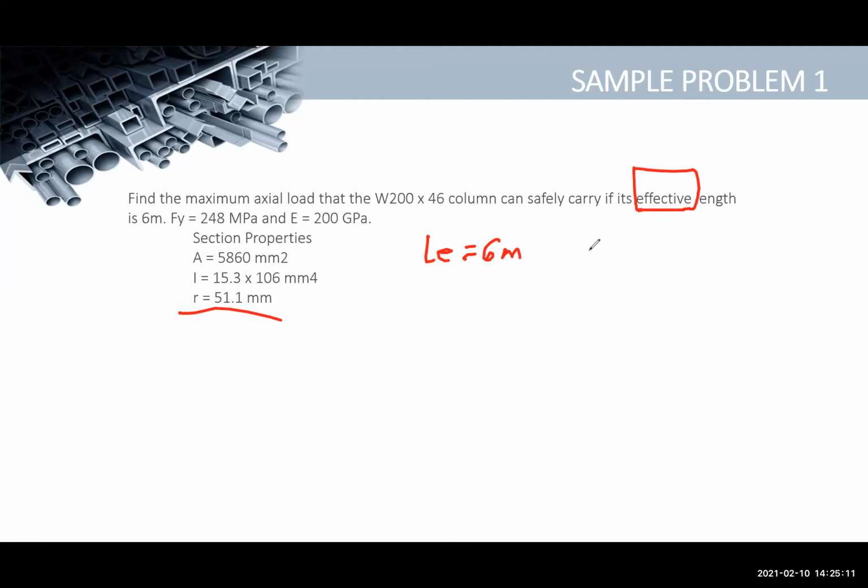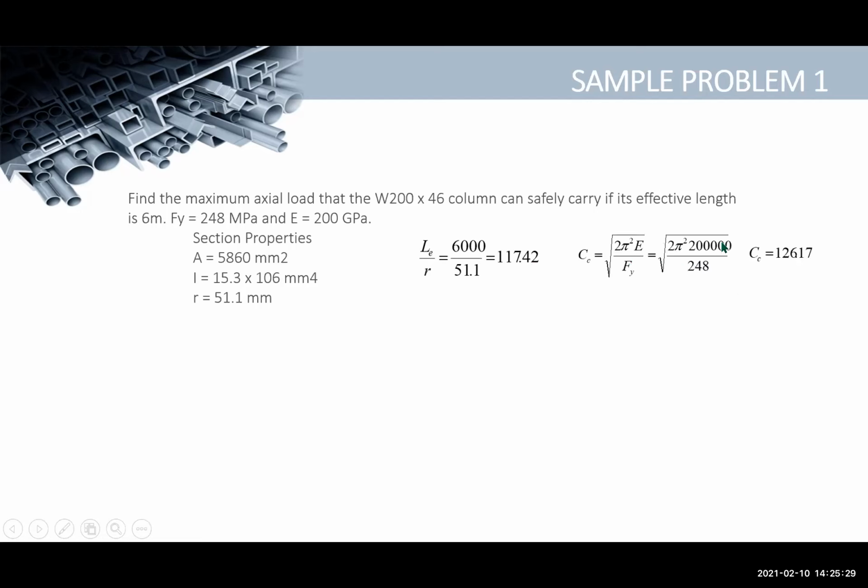So pwede na natin agad makompute yung LE over R. Diba? Ayun, LE over R agad. Then we will get the value 117.42. Diba? Next step is compute for your CC, kasi yun yung basis natin. Ayun, substitute nyo lang. So here we have 126.17. So this is less than CC. So short.